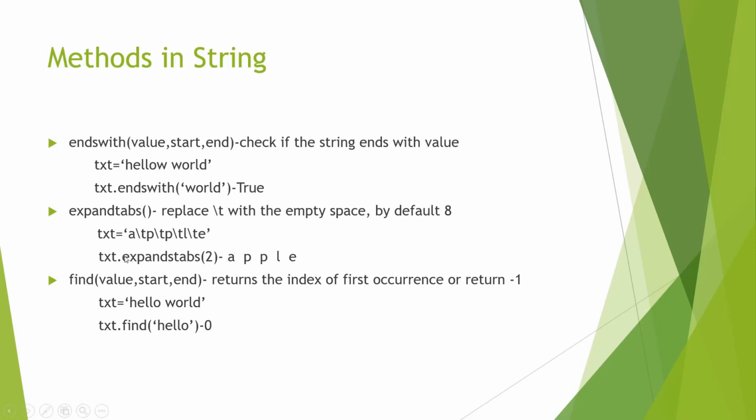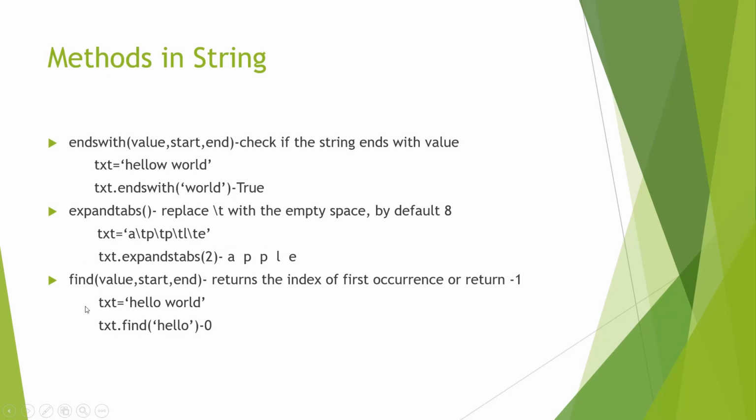Like here we did text, so our text is apple, with a then \t, p then \t. We did text.expandtabs and then within the brackets 2. So this \t will be replaced by 2 empty spaces. As we can see, there are 2 empty spaces between all the characters within this string apple here.